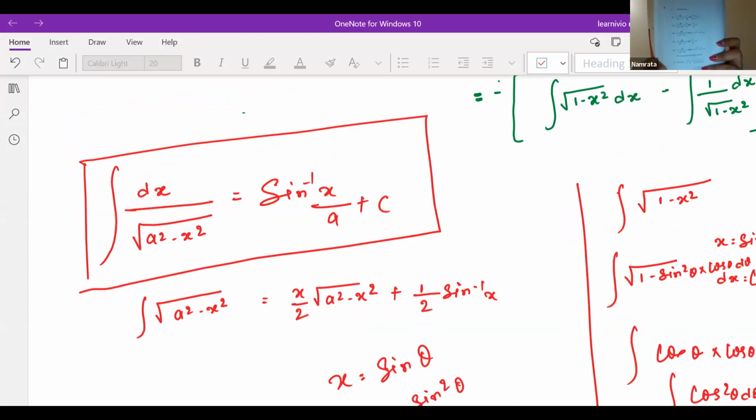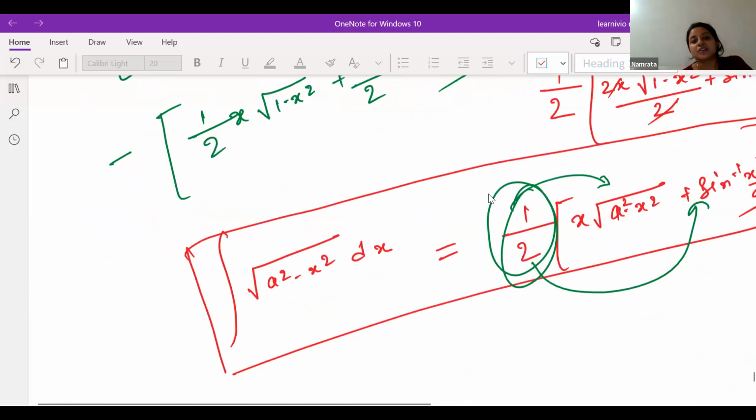Yes, ma'am. It may be looking reversed because we are on the camera, but these are the formulas. Here we have 1 by under root a square minus x square, and the formula is sine inverse x by a plus c. That I have taken and put over here. And that's how we got the final result. So is it clear to everyone? Yes, ma'am.